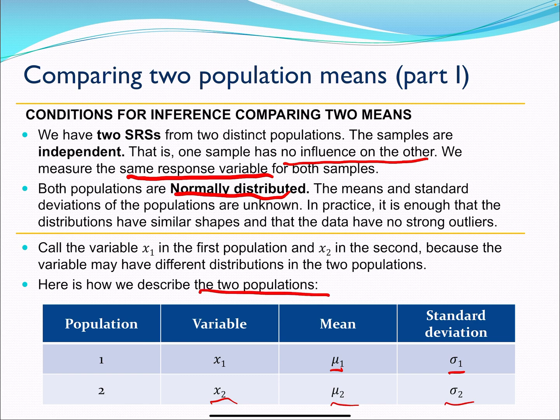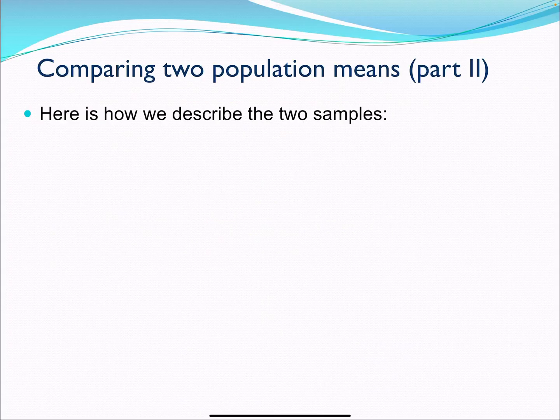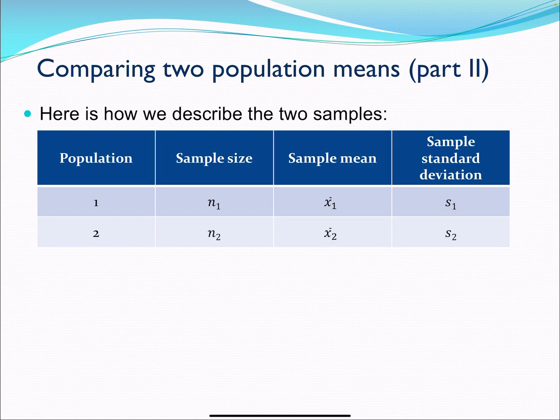So for our populations, right? When it comes to our samples, we use our sample notation. So from our first population, our sample size would be n1 and our sample mean would be x bar 1, right? And our sample standard deviation when it comes to the sample is s1. For the second, we'd have n2, x bar 2, and s sub 2, right? So that is from our second population.